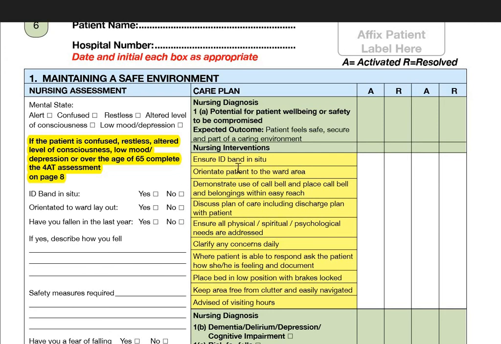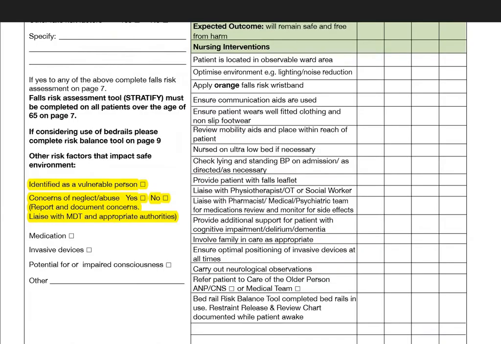Okay, so ensure ID band is in situ, orientate patient to the ward area, demonstrate use of call bell and place call bell and belongings within easy reach, discuss plan of care including discharge plan with patient, ensure all physical, spiritual, psychological needs are addressed, clarify any concerns daily, where patient is able to respond, ask the patient how she or he is feeling and document, place bed in low position with brakes locked, keep area free from clutter and easily navigated, and advise of visiting hours.